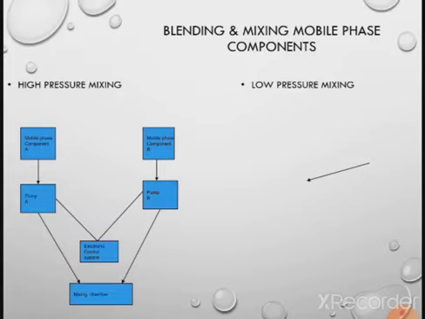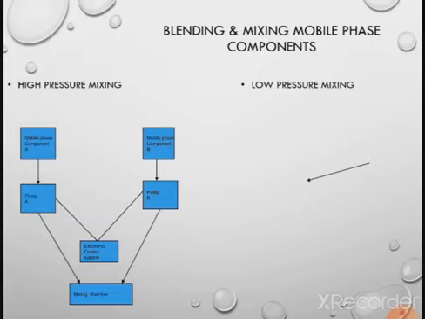They are mixed in this mixing chamber, and then they are provided to the pump, so that the pump can pump them into the column. So this type of arrangement is called low pressure mixing.